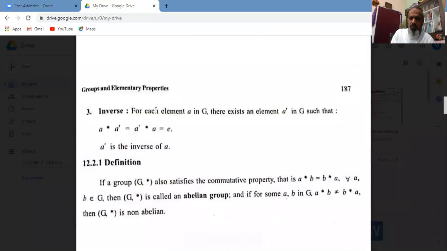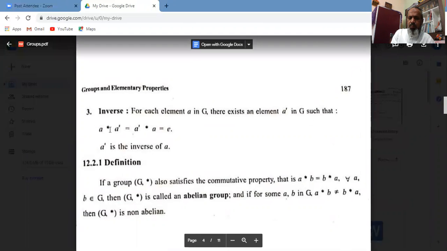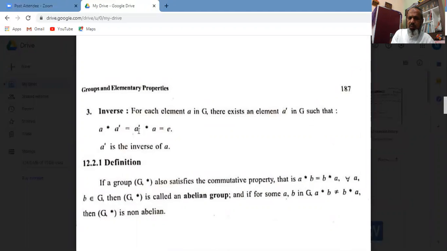Inverse property: for each element A in G, there exists an element A dash in G such that A's composition, or A star A dash, must be equal to A dash star A is equal to E. E is the identity element with respect to the given binary operation. So if this condition is satisfied, then A dash is said to be the inverse of A.